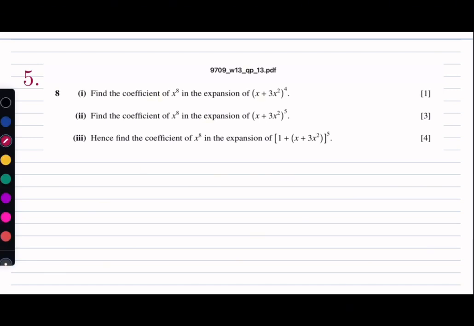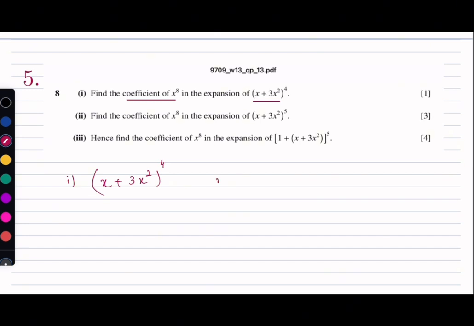Now question 5 is taken from Winter 2013, paper 1, variant 3, and this is question number 8 in this paper. Part 1 of question number 8 says, find the coefficient of x to the power 8 in the expansion of (x + 3x²)^4. I can see that the first term and the second term both have the variable x, and therefore to get the coefficient of x to the power 8 I shall be using the term formula here.